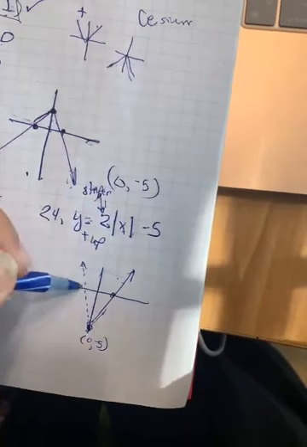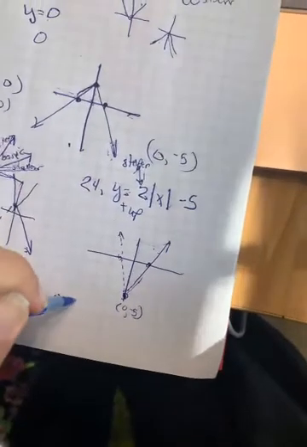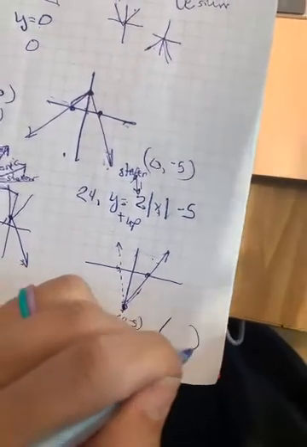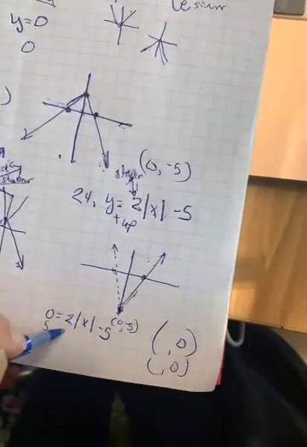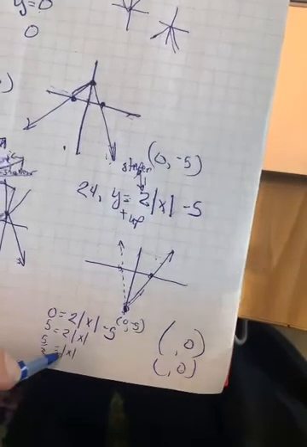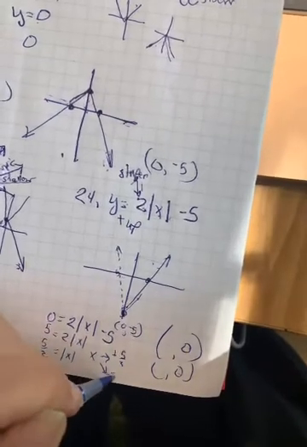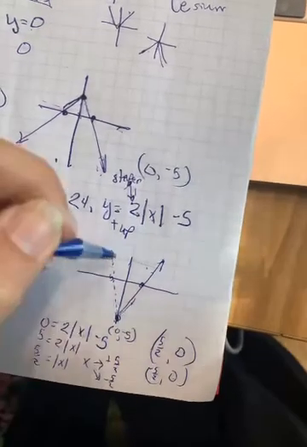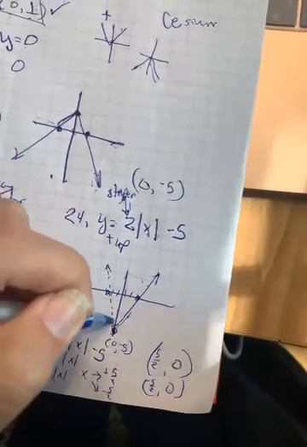To find out exactly where our coordinate points are and double check that that's what our graph should look like, we're going to plug in 0 equals 2 absolute value of x minus 5. So when y equals 0, we're going to solve. So I have 5 equals 2 absolute value of x. 5 halves equals absolute value of x. That means x can be both positive 5 halves and negative 5 halves. So I'm going to go at 2.5 here and 2.5 there.